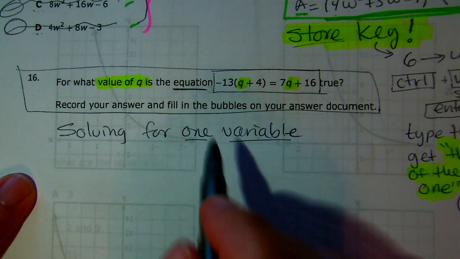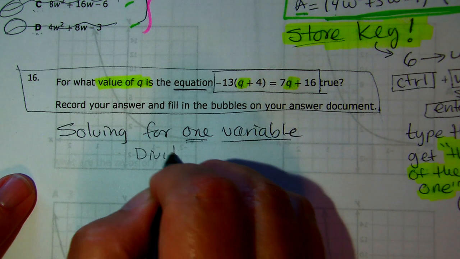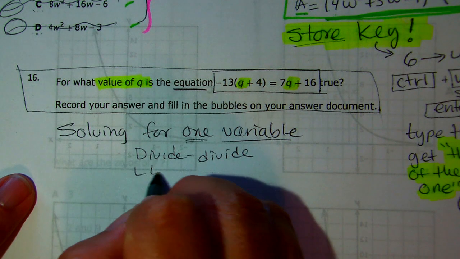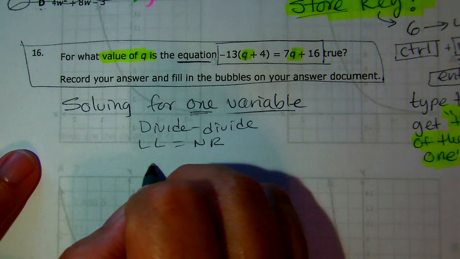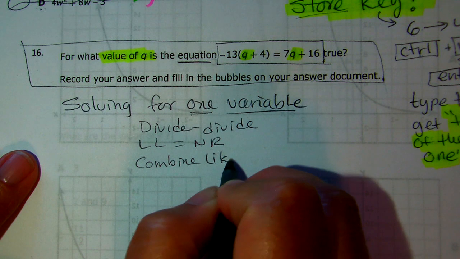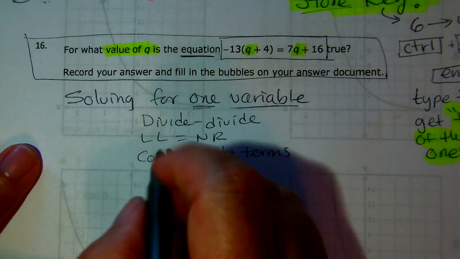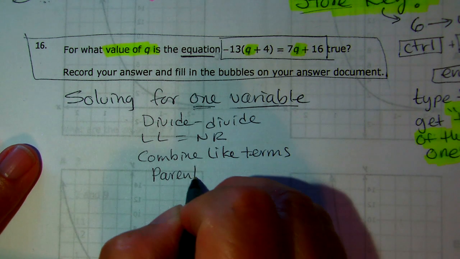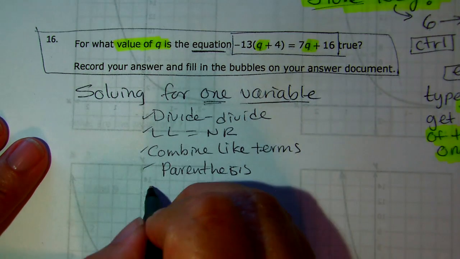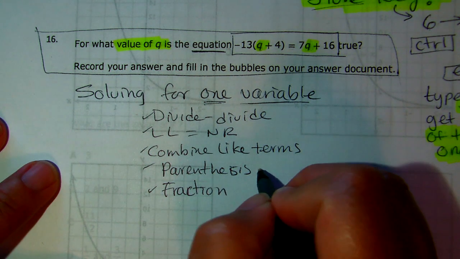On Monday we were doing the strategies for solving for one variable. Remember, we were doing divide. We were doing letters to the left, numbers to the right. Then we were doing combine like terms. And then we didn't get to do parentheses. What happens when you have parentheses? You distribute. But like I said, these are our 4 steps. The last one is fractions, but we didn't get to finish before parentheses and fractions.